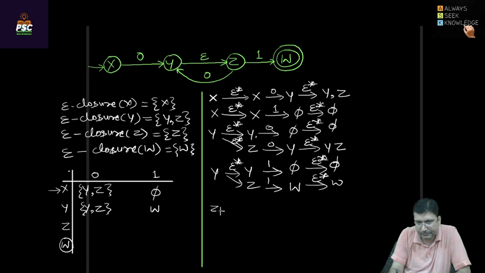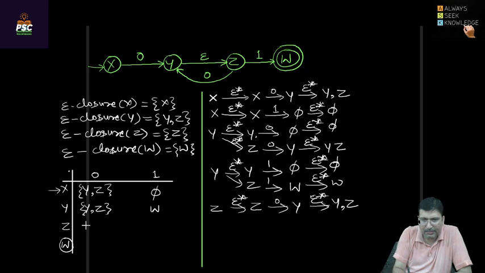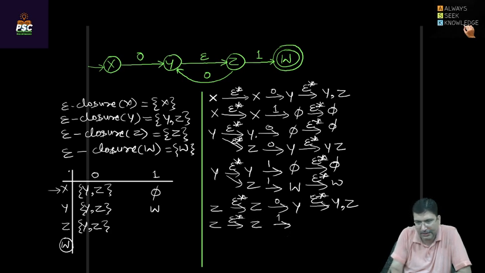Now for z, if we find the epsilon closure of z, it gives you z only, and when we pass 0, it gives you y, and the epsilon closure of y will give us y as well as z. So from z, when 0 is coming, it will lead us to y comma z. Now from z, when we take the epsilon closure, it gives z only. When we pass 1 here, from z, 1 will lead us to w, and the epsilon closure of w will give us w. So there is w for z. Now for w, there is no transition, neither for 0 nor for 1, so it will be phi, right?